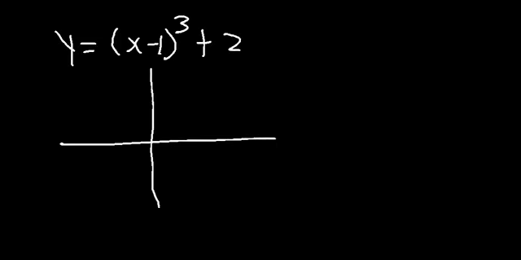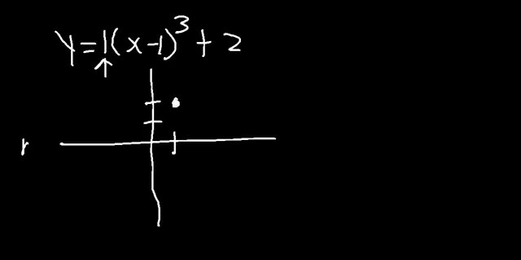Now for cubic functions, let's say if we have x minus 1 cubed plus 2. As you move 1 to the right, it's going to be shifted up 2. And there's no number in front of here, so it's just a 1.